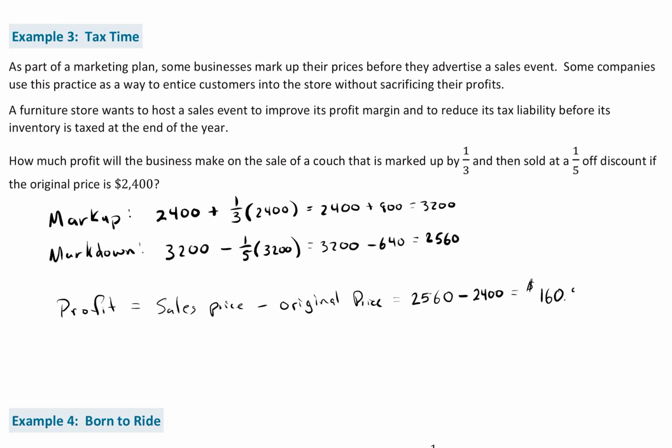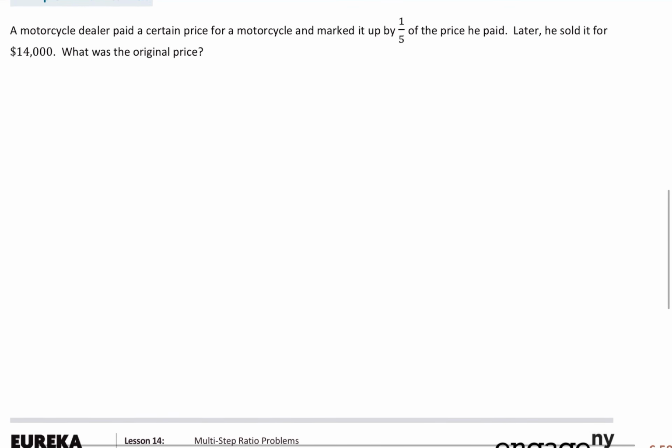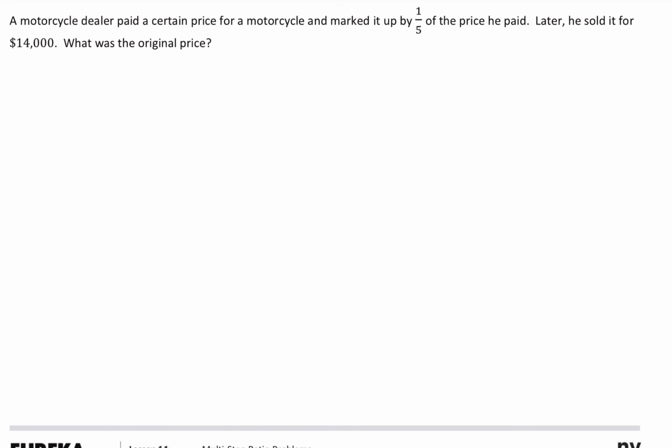So even though they've reduced the pricing, and they're telling everyone that they are having a sale, they're actually charging people more and getting more profit. Interesting, right? All right, so the final and probably the most difficult of these problems is we have a motorcycle dealer that paid a certain amount for a motorcycle and then marked up the price by 1/5 so that he can later sell it at a profit. And so we want to know what was the original price that he paid.